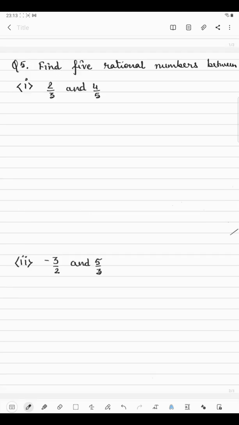In the next question we have to find 5 rational numbers between 2 by 3 and 4 by 5. So again we will write 2 by 3 and 4 by 5. Now we will have to find the LCM of 3 and 5. So the LCM of 3 and 5 will be: 3 ones are 3. Since 5 cannot be divided by 3, we'll write 5. Then 5 ones are 5. So the LCM will be 3 into 5, 15.